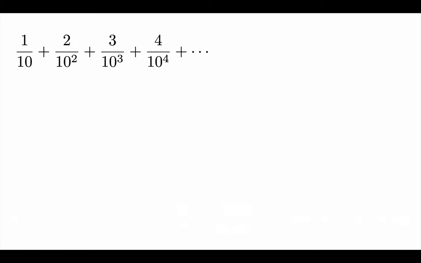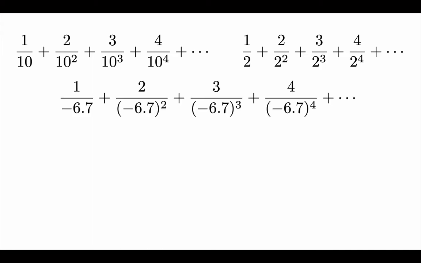Well, we started off with the ones with powers of 10 in the denominator. We changed it to ones where we had powers of 2 in the denominator. What if we changed it to a different set of powers? How about negative 0.67? I just made that number up. There's no significance to it.